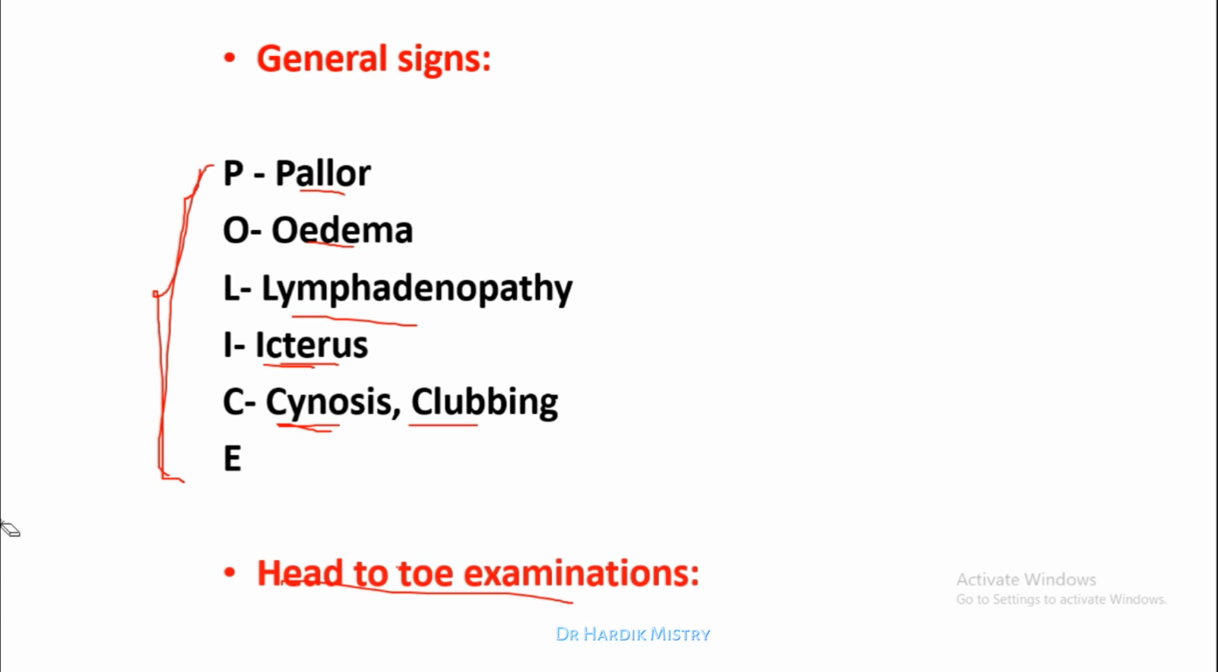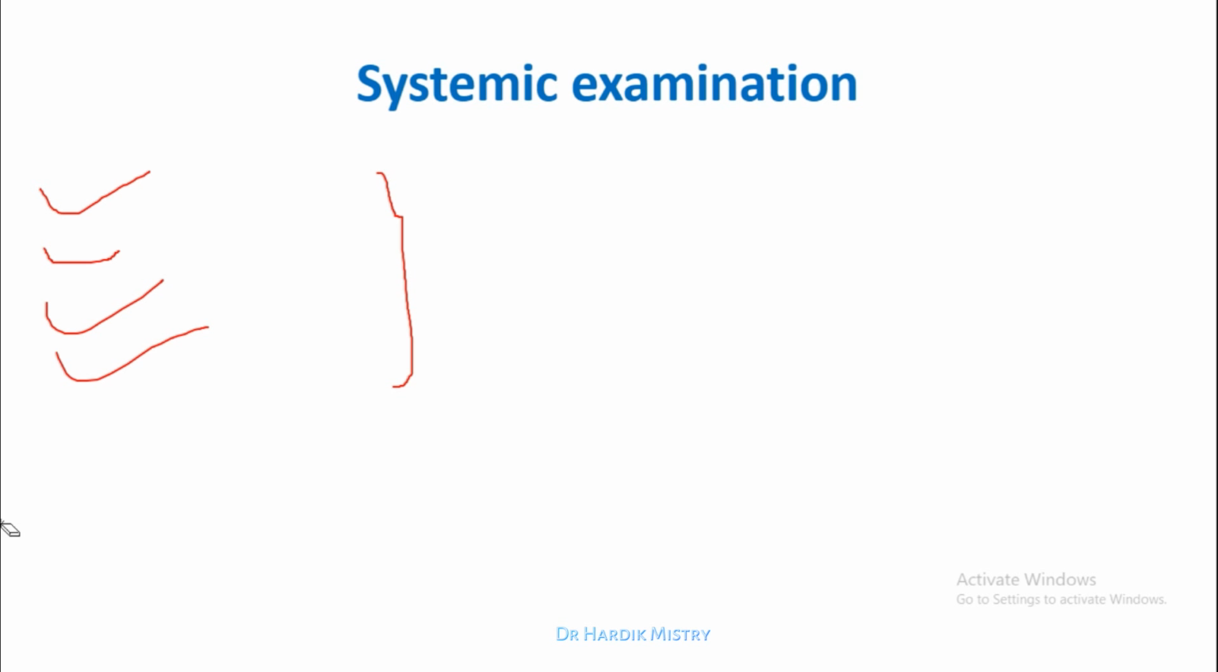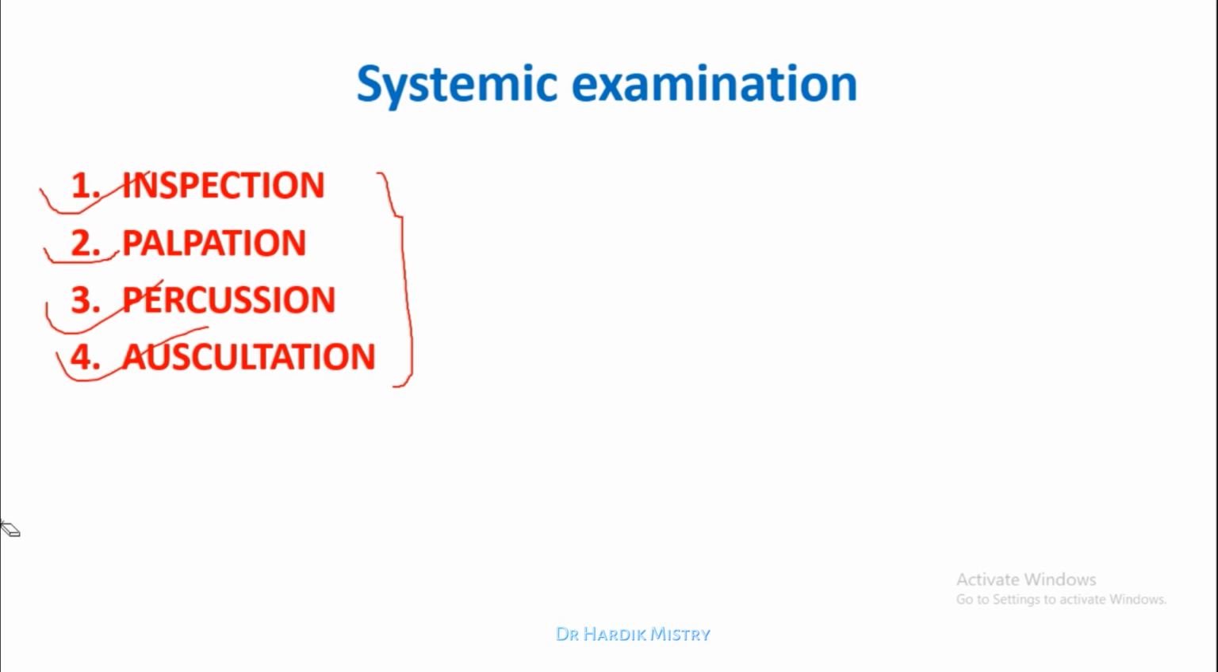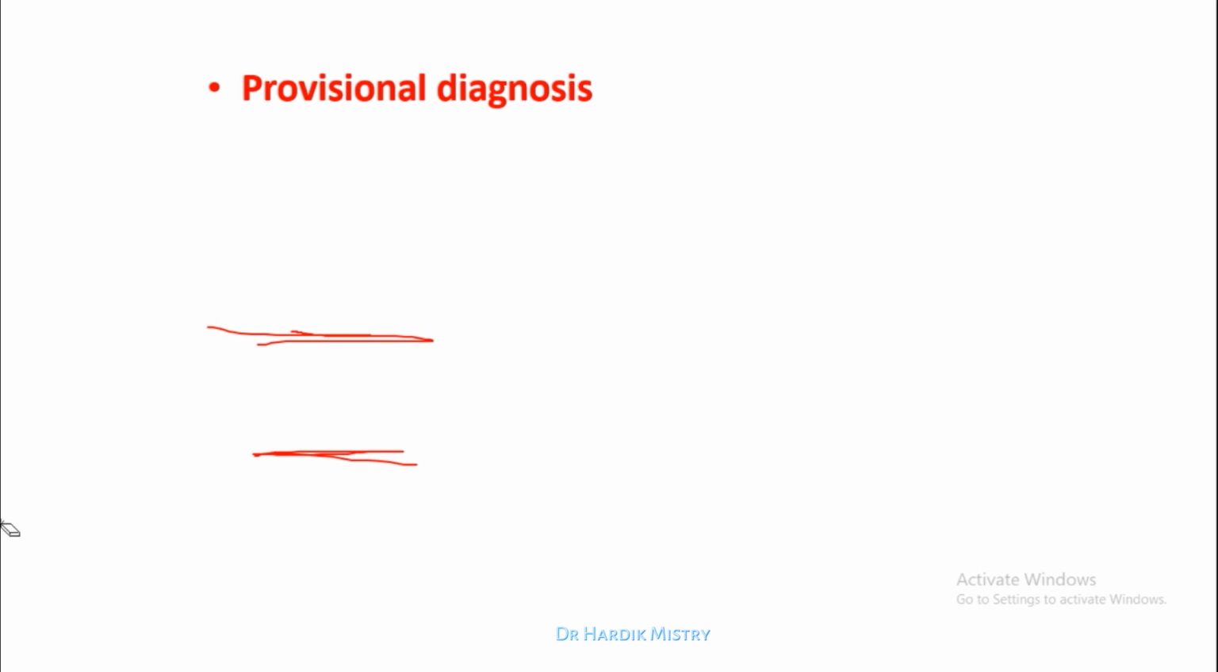Once you have completed your general signs, go for the head-to-toe examination. Now the next subtitle is the systemic examination. Systemic examination should be performed in this manner: inspection, palpation, percussion and auscultation. After you complete your systemic examination, there will be the provisional diagnosis. You have to provide the provisional diagnosis. But to confirm the provisional diagnosis, certain investigations must be done. So investigations, next one, final diagnosis. After we check our investigations, we have to give the final diagnosis. And once we have our final diagnosis, the next part is the treatment of the patient.